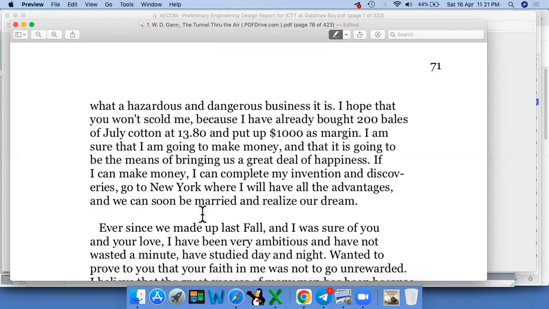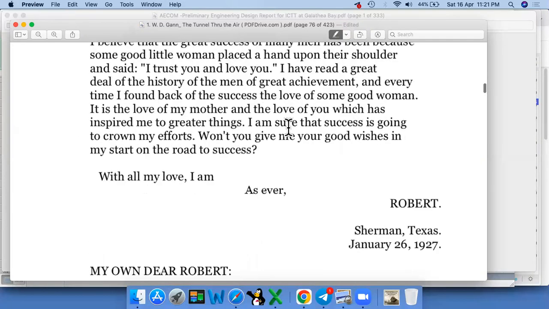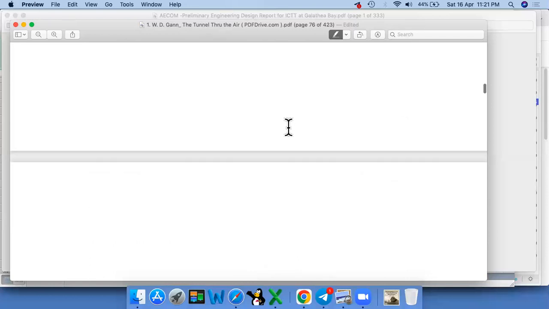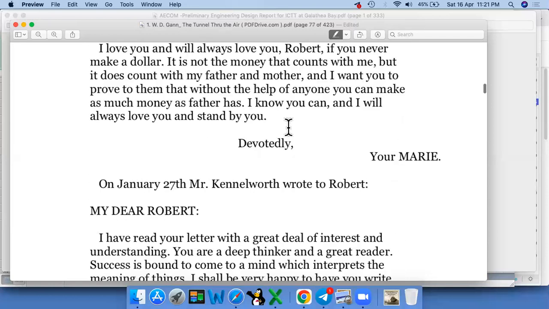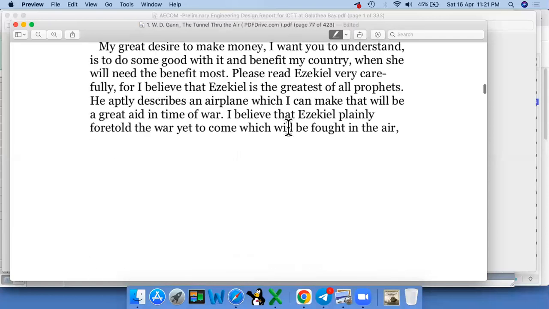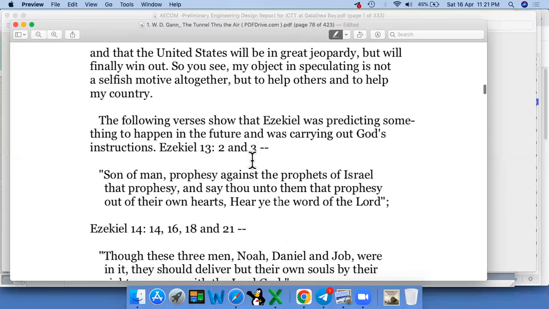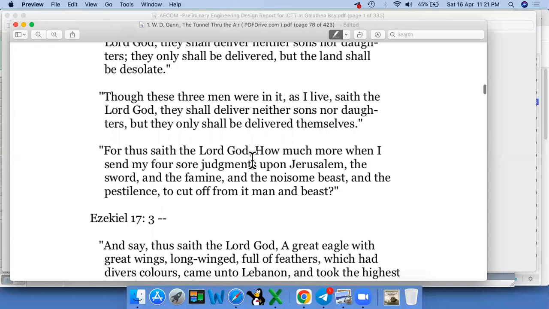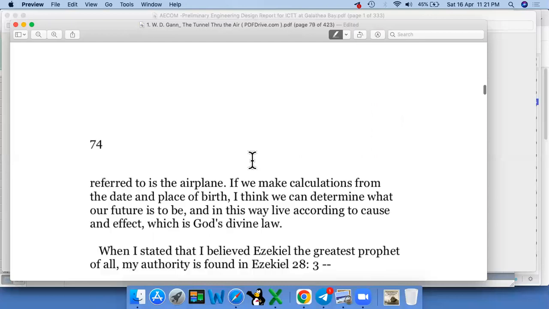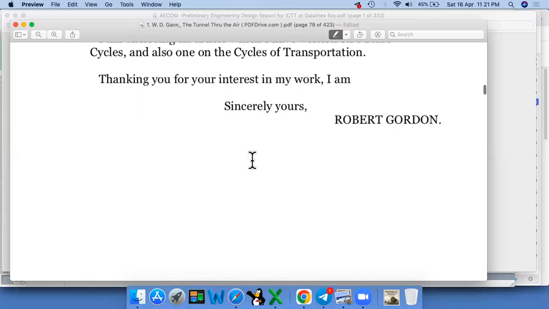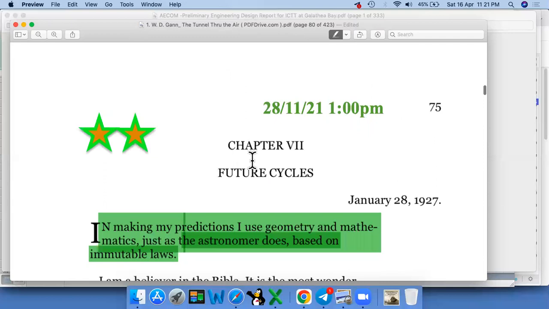So he tells Mary that he has bought 200 bills, July cotton 13.8, and put up a margin of $1,000 on that. So she's also very excited that Robert has some kind of confidence that way. That's why he has invested that money. And further, he talks about various things to Mr. Kellingworth. And now Kellingworth is also interested, and that's why he's also been investing his money into that.